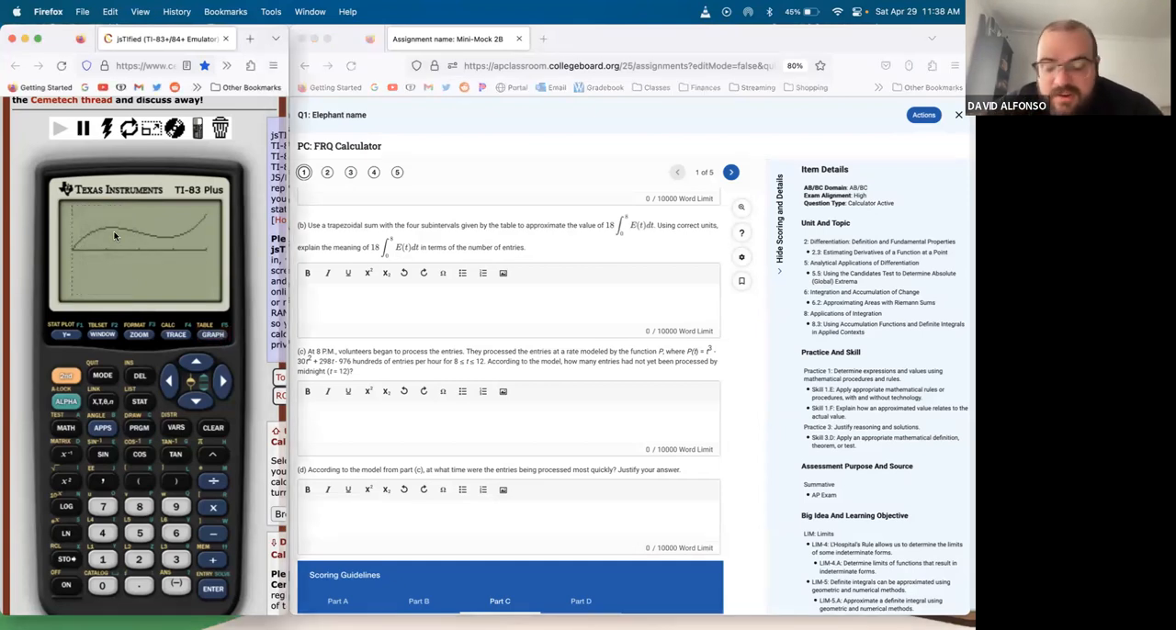So what I'm going to do here is first, let's find this relative maximum. So let's do second calculate, and you could do maximum. Again, min and max here are for relative maximums. Okay, so let's do this maximum.